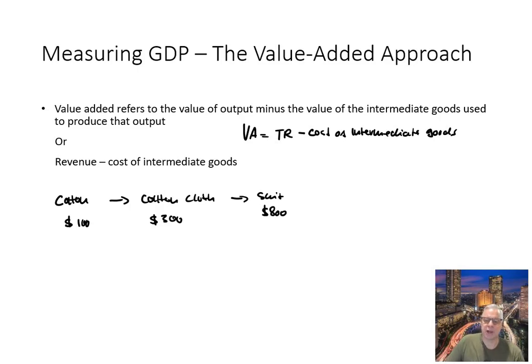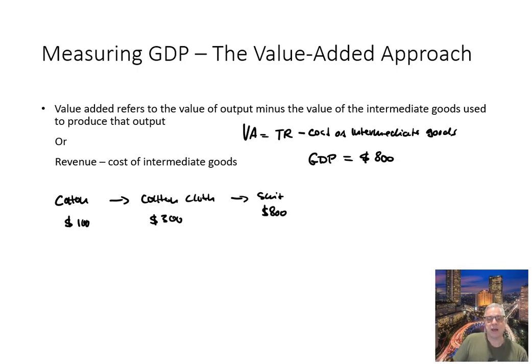Okay, so now GDP in this case is obviously $800 because the suit is the final product. So GDP is equal to $800 because the total market value of the final good, which is the suit, is $800.